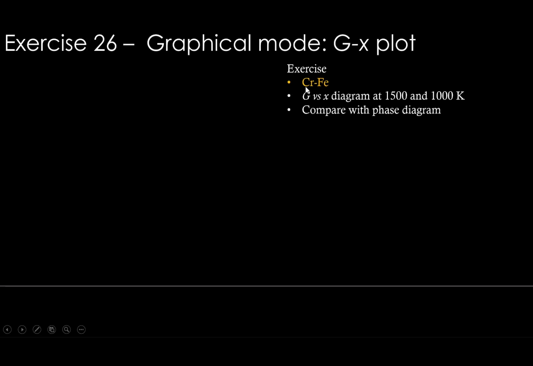Right, so this is going to be our exercise now. CR-FE G versus X diagram at two different temperatures, 1500 and 1000 Kelvin. Two different trees we will form and do that. Then compare with the phase diagram. One more tree we will make, a phase diagram there, and compare all the three one to one.